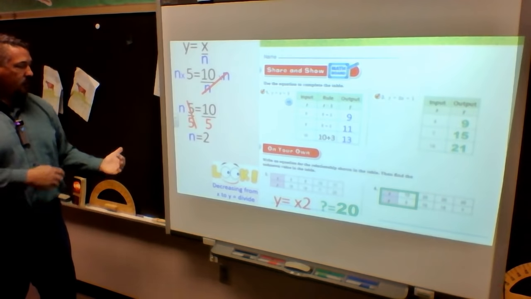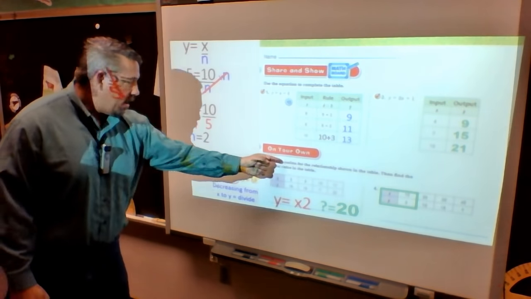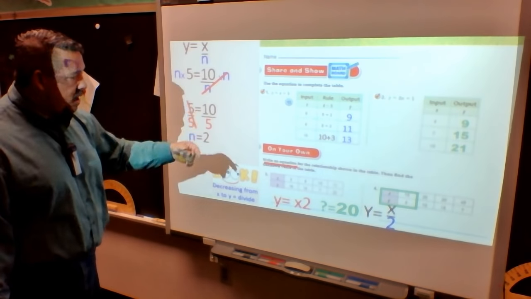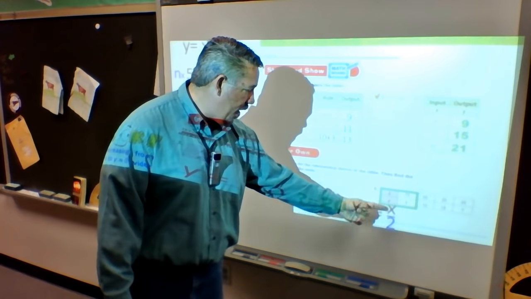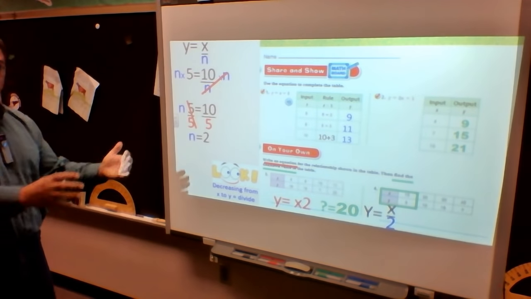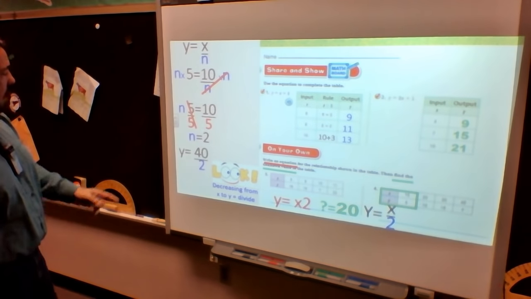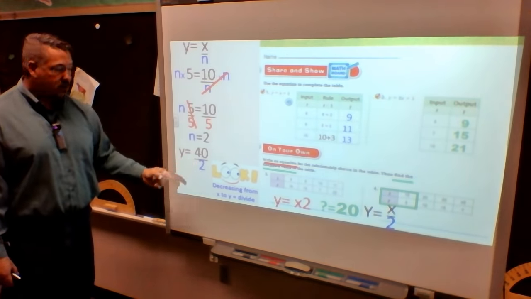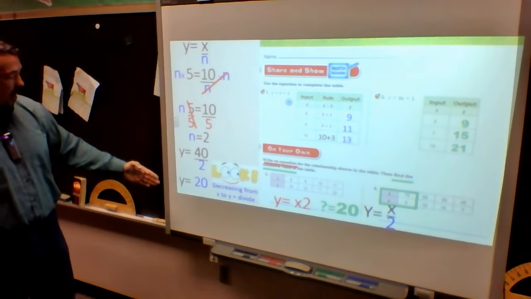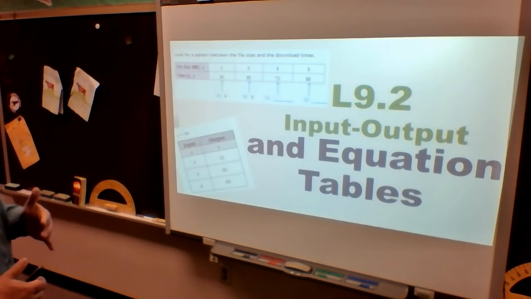Well, if n is equal to 2, my missing number, then my rule, my equation that I have to write down would be that y is equal to my input of x divided by 2. And if that's the case, and I find my missing answer, then hopefully you found, by plugging your information in, that 40, my input of x, divided by 2 tells me that my missing value, my final output, is going to be 20. So this is not a difficult lesson.